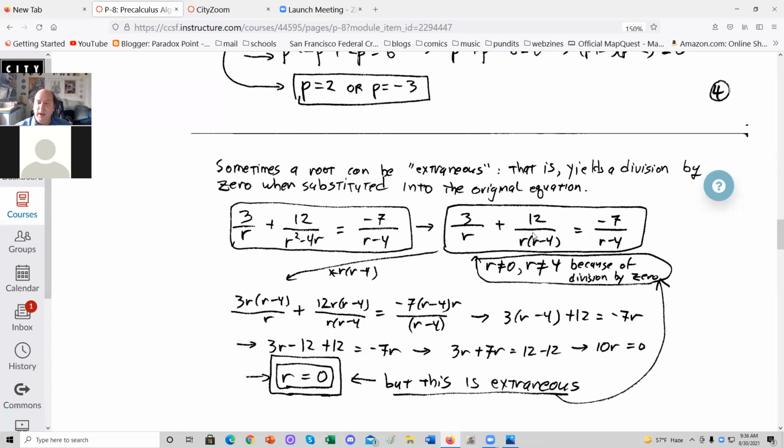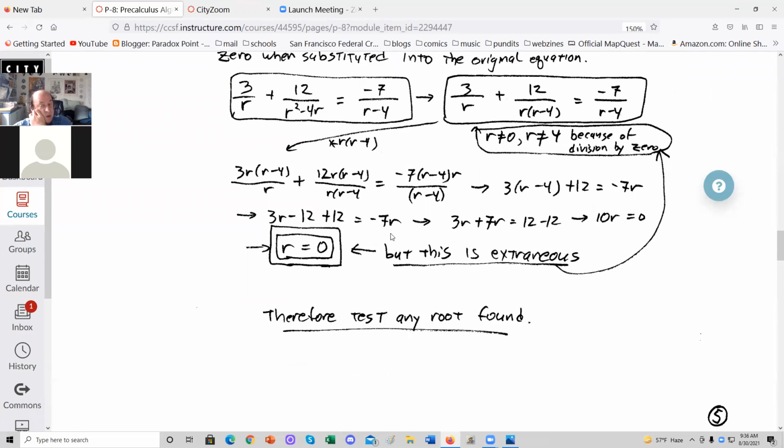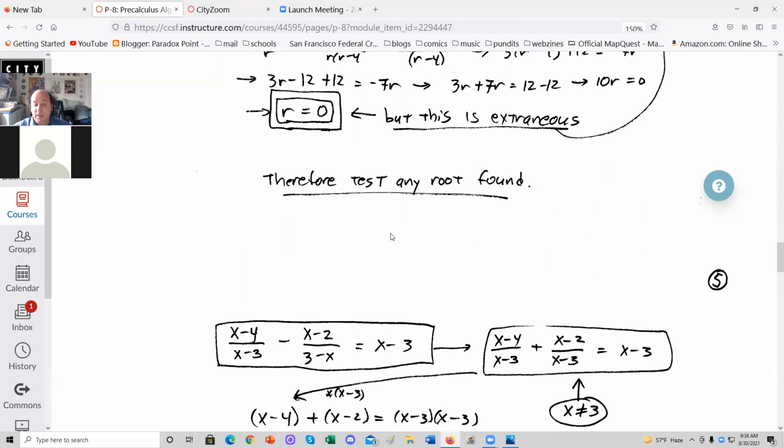But if you look back here, because we're dividing by r here and here, r can't be 0 because we get infinities. Nor can it equal 4 because, again, we'd be getting infinities. So we rule out 0 and 4 at the beginning. And since at the end we wind up with r equals 0, this is an extraneous root. It doesn't work because if you plugged it back in, you get divisions by 0. So you really need to test those roots for a rational equation.